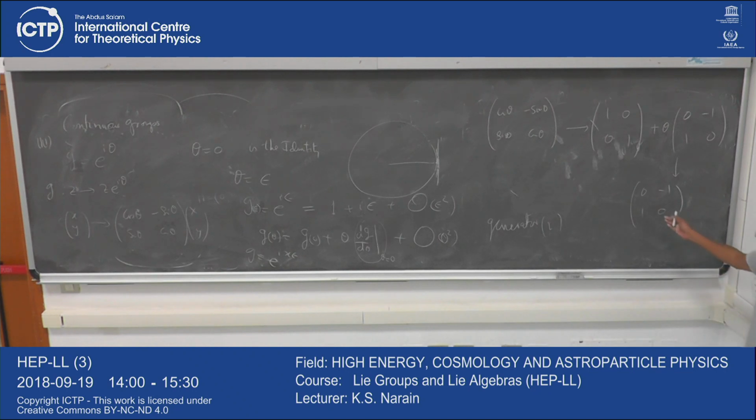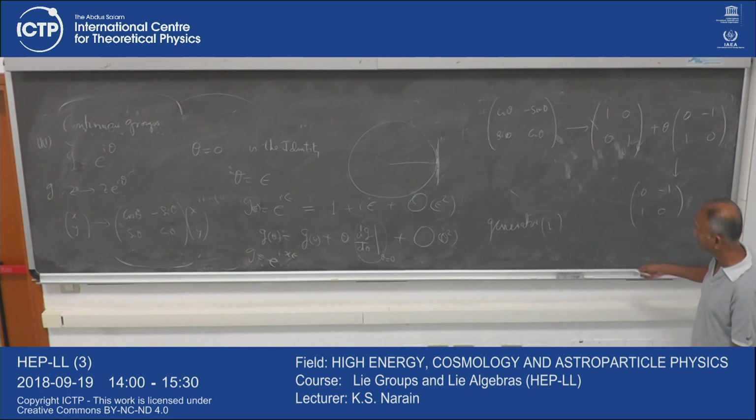So you call this a generator, and then the infinitesimal transformation is simply, as I said, this is a vector space, so you can just multiply by any number. This is like the basis of the vector space, and you can multiply by any number and add, subtract, all that.